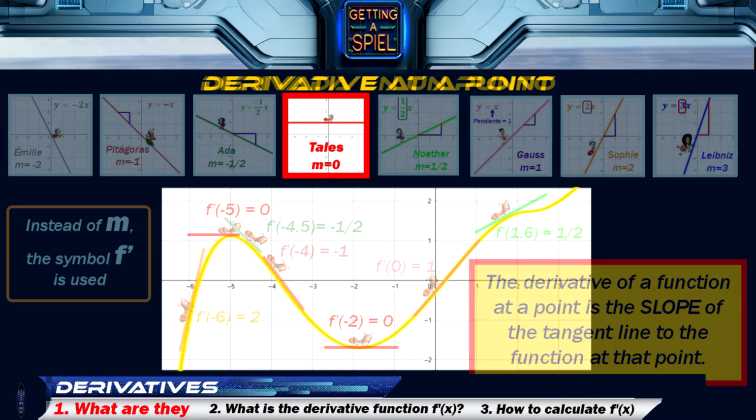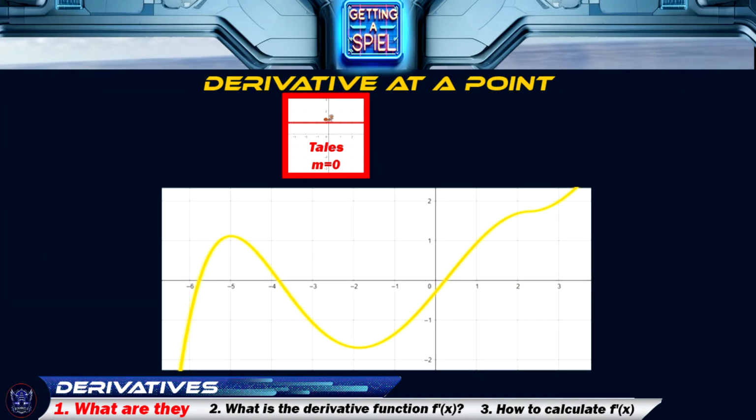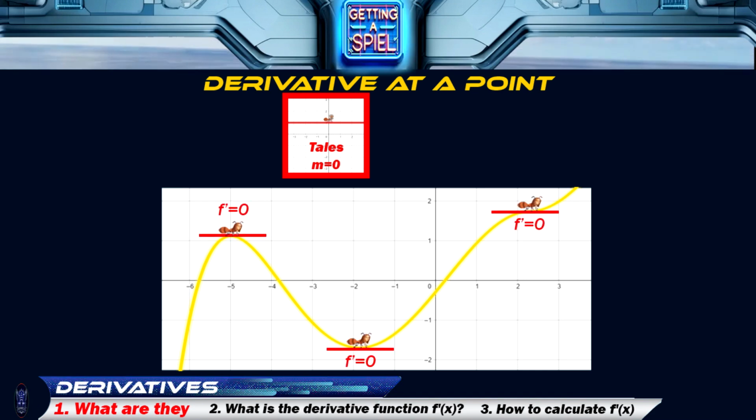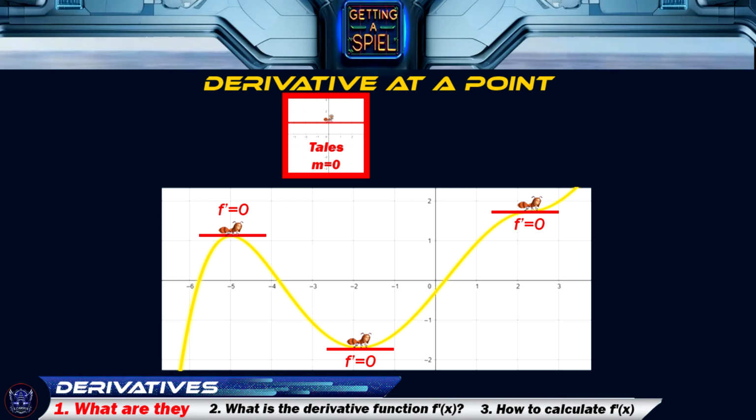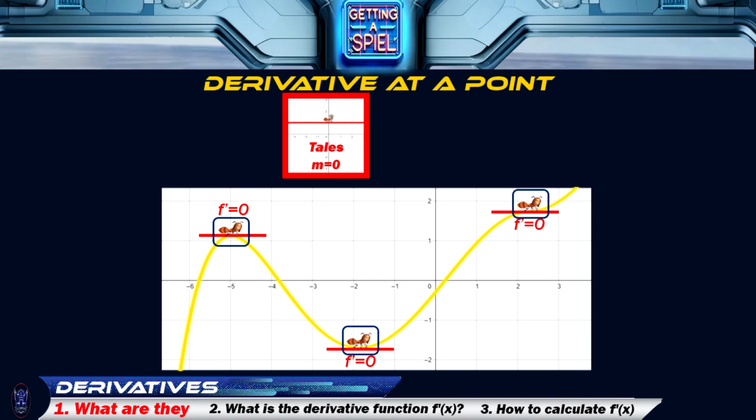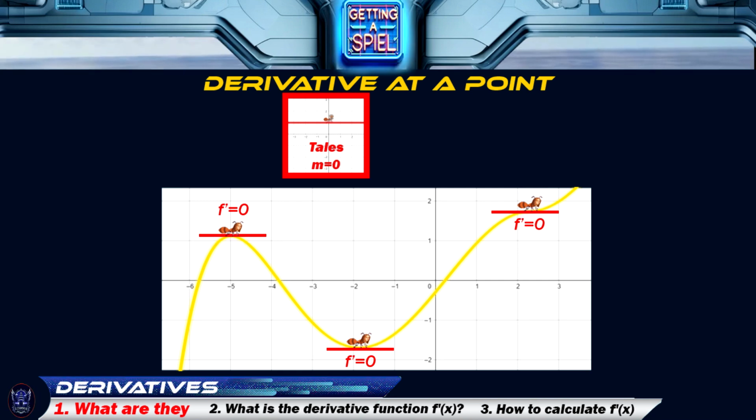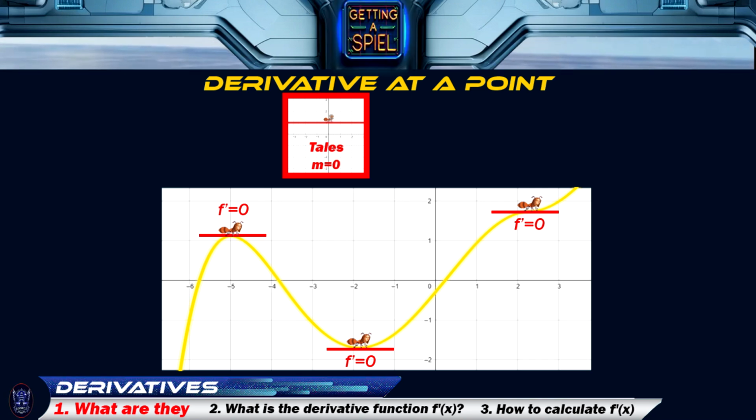Before erasing this image, let me highlight something very important. Look at the ants that are horizontal, like tails. They are always at key points, like maximums, minimums, and horizontal inflection points. These points are essential because they allow us to graph the function and gather precise information. Don't forget, at maximums, minimums, and horizontal inflection points, the derivative equals 0.